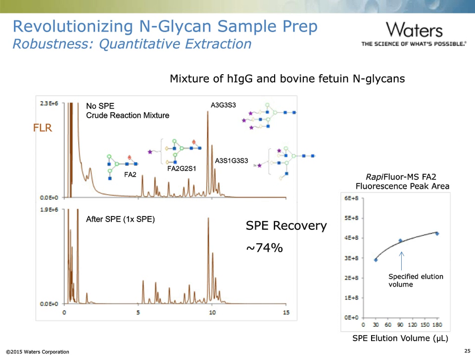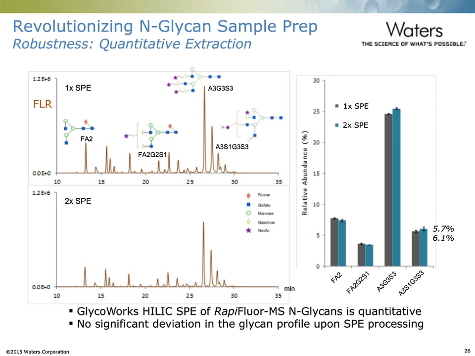Most importantly, then, is the fact that this SPE has been found to exhibit highly accurate relative yields. The chromatograms on the left show the mentioned test mixture after one pass of SPE versus two passes of SPE. The figure on the right plots the relative abundances for four glycans in these samples. The largest deviation in relative abundances was observed for the mentioned tetrasialated glycan, but this was actually only a minor change of going from 5.7% with one pass of SPE versus 6.1% after two passes of SPE.